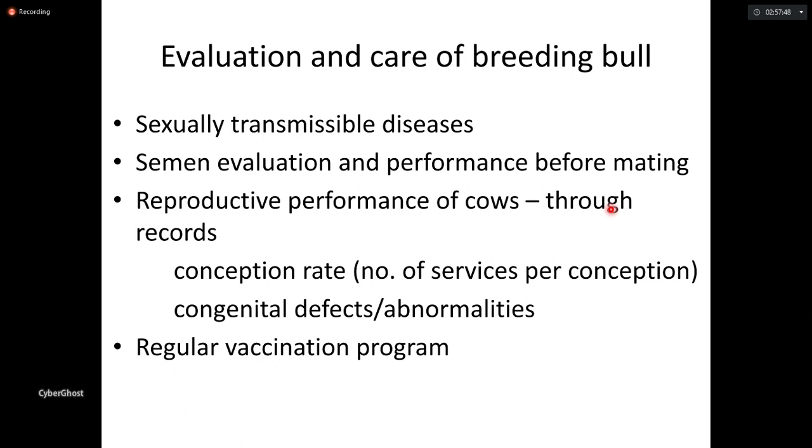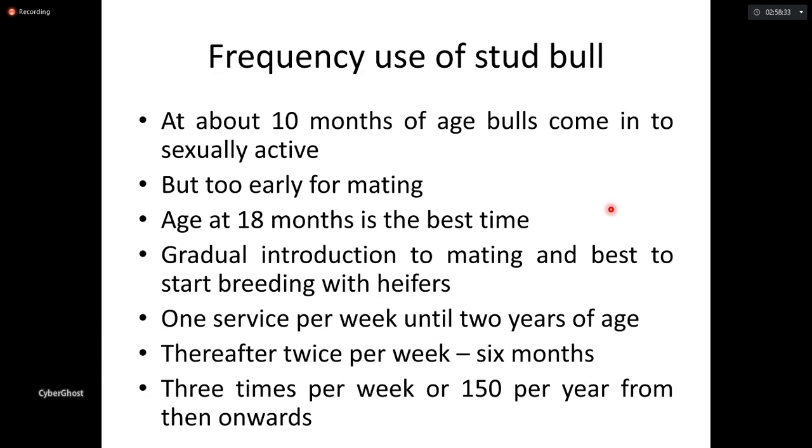So we have to check these breeding bulls from time to time. Are there any diseases that can be transmitted through sexual activities, right? And also we have to check their semen qualities, right? And performances before doing the mating process, right? And what are the performances of their children, right? If it is a male or female calf, are they producing well, right? We can check the records and what is the conception rate, right? And are there any abnormalities, any congenital defects, right? So those things have to be checked all the time, right? And then based on that, we can evaluate the performances of these animals, right? And if there is any specific requirement, what we can do is some vaccinations, right? Just to assure they are not getting any specific disease, right? Just to maintain their health conditions, right?